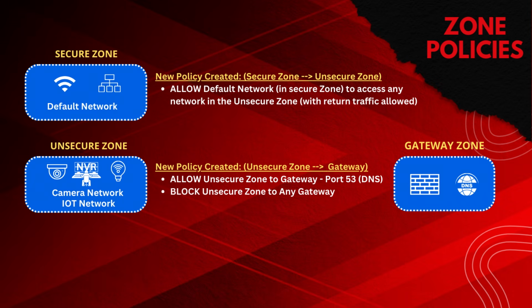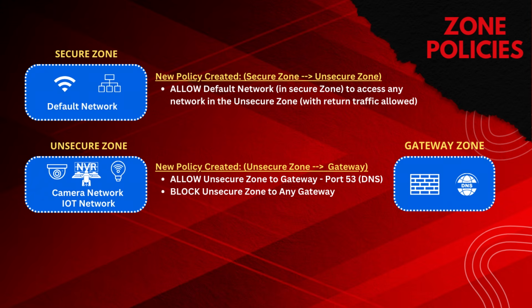So we're going to basically create 3 rules. We're going to allow the default network in the secure zone to access any network in the unsecure zone. This is exactly the same we did in scenario 1. This is going to give access to the default network to talk to every network inside the unsecure zone and allow that return traffic just like we want.